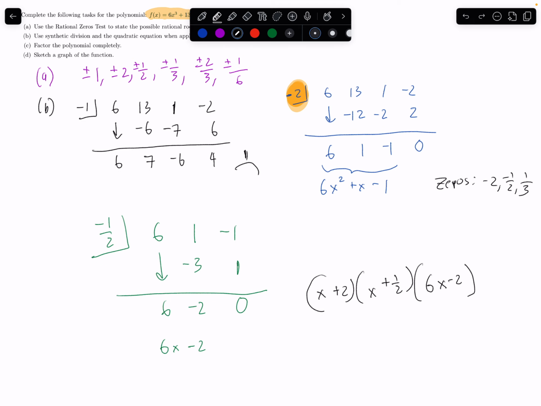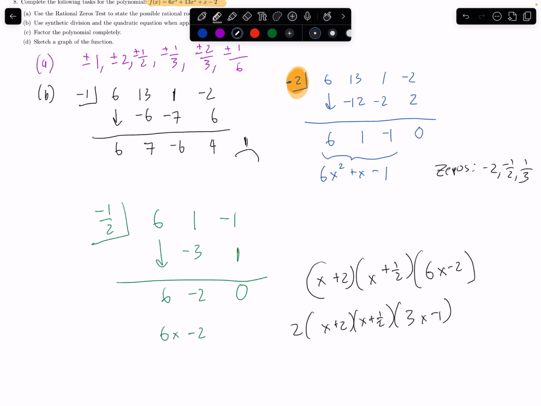I can actually factor out a 2 right off the bat, right? I could factor out a 2 and then I'd have x plus 2, x plus a half. This would be 3x minus 1, right? Or if I wanted to look even more like how I had before, where this x term is just a regular old x, I could actually have divided this whole thing by 6 instead.